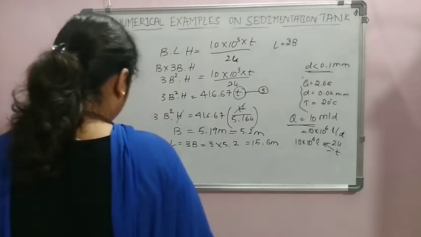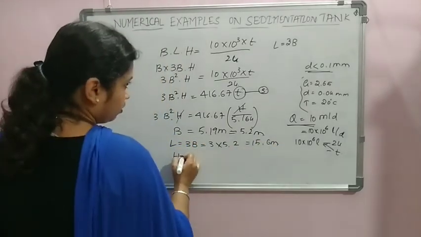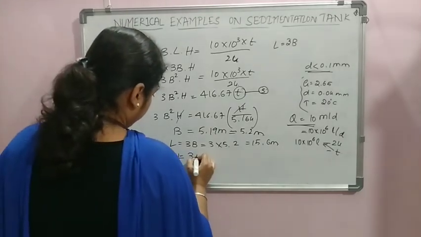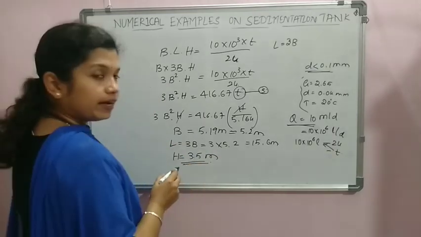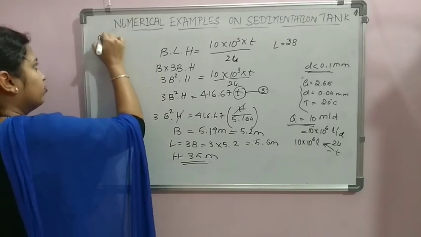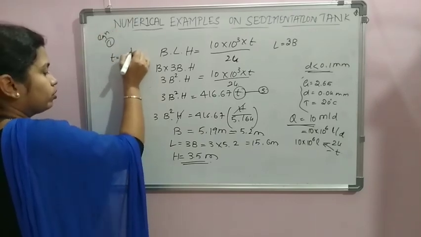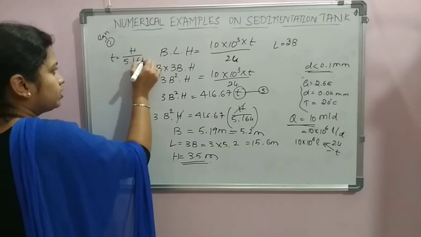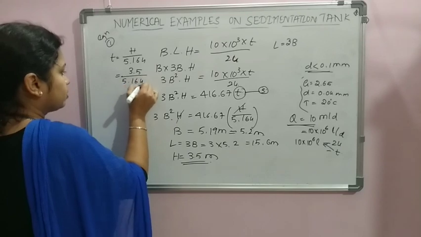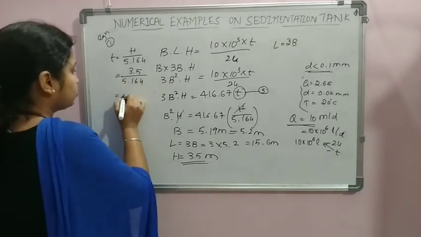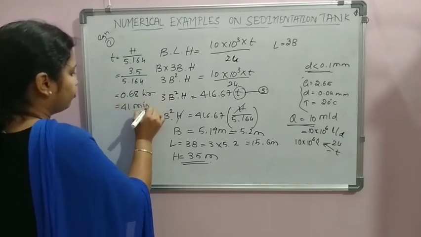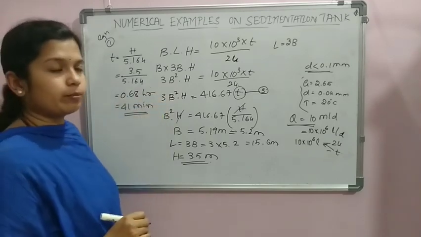So we got the length value, and the depth or height of the tank is 3.5. Now, by knowing the depth H, from equation 1 we know T is equal to H divided by 5.164. Let us substitute the H value as 3.5 divided by 5.164. The answer that is coming is 0.68 hours, which is nearly 41 minutes. 41 minutes is the detention time that is coming in this problem.